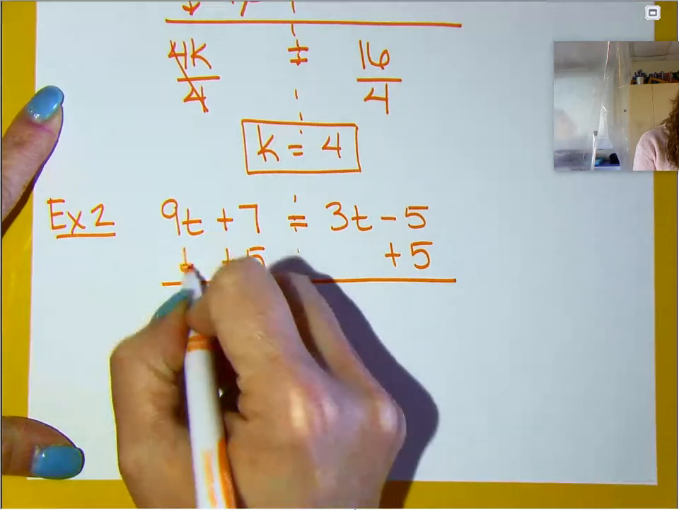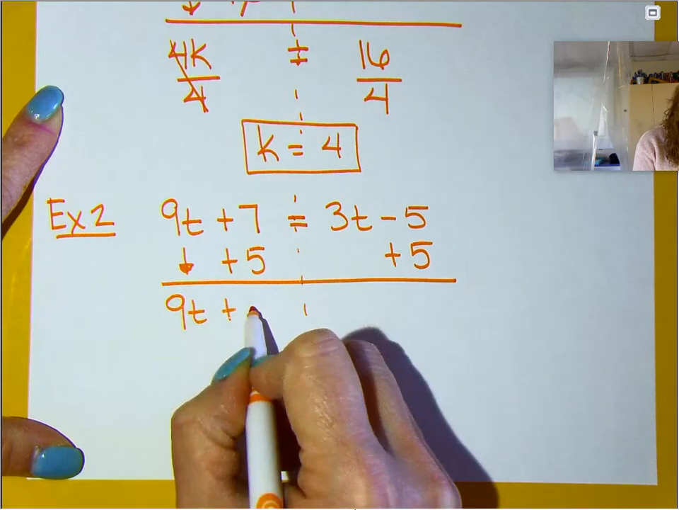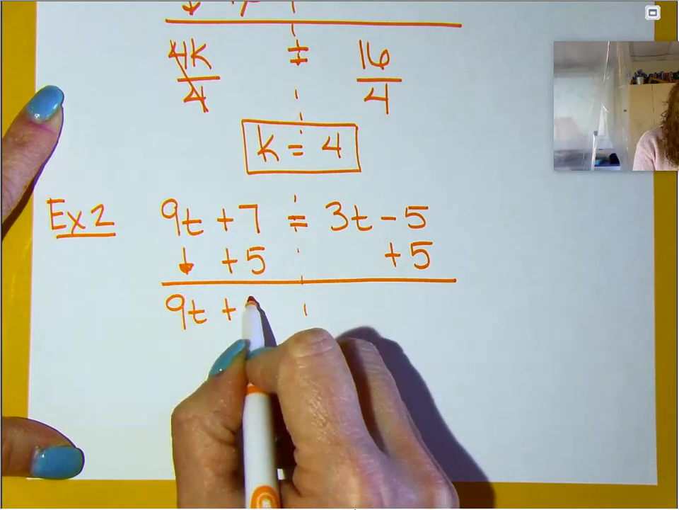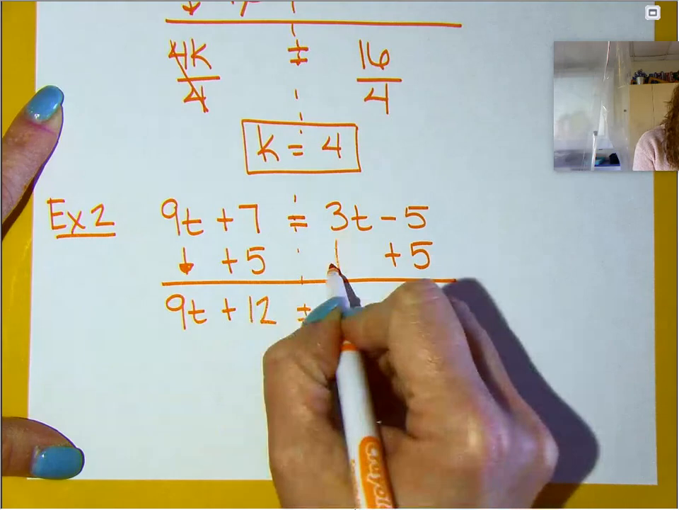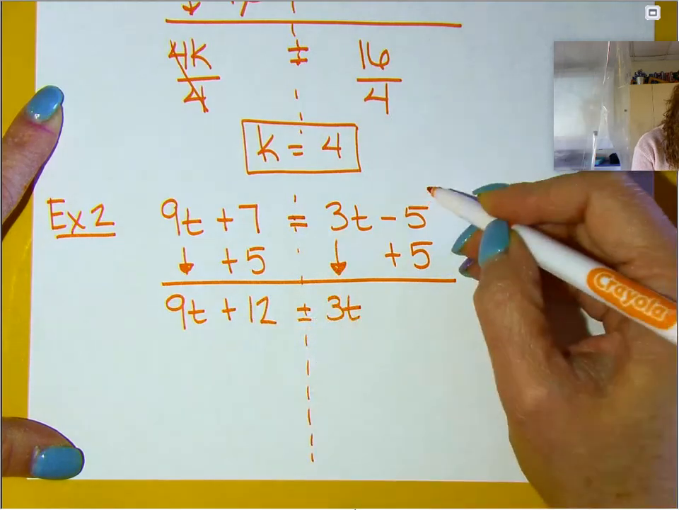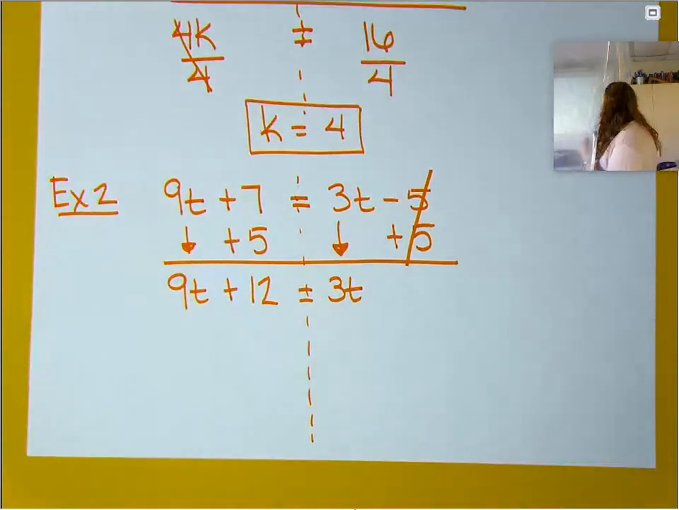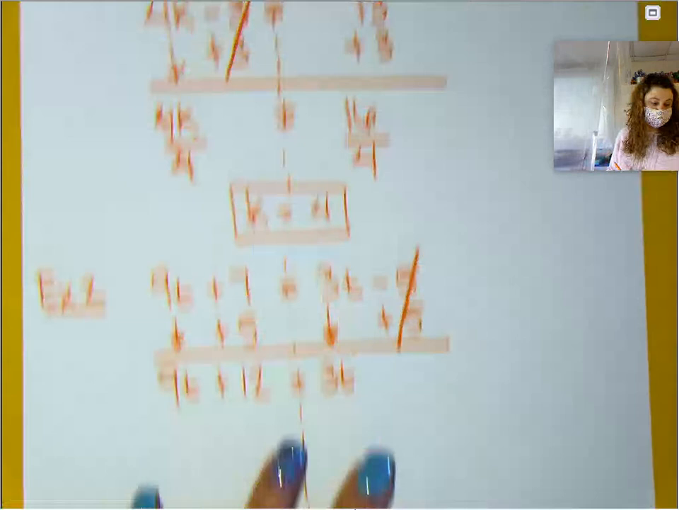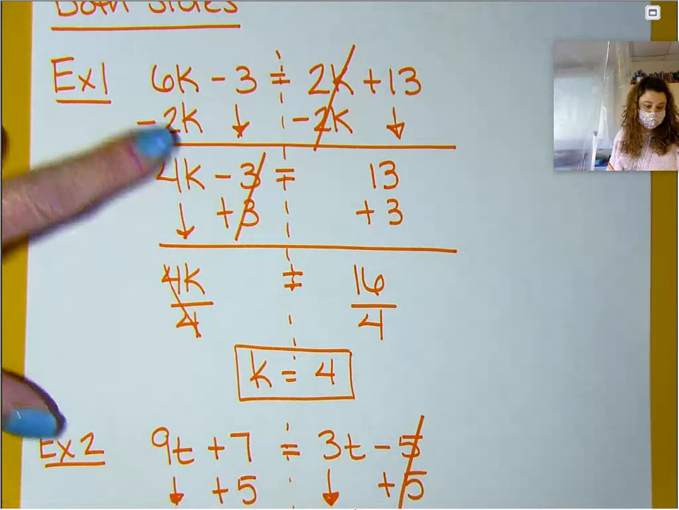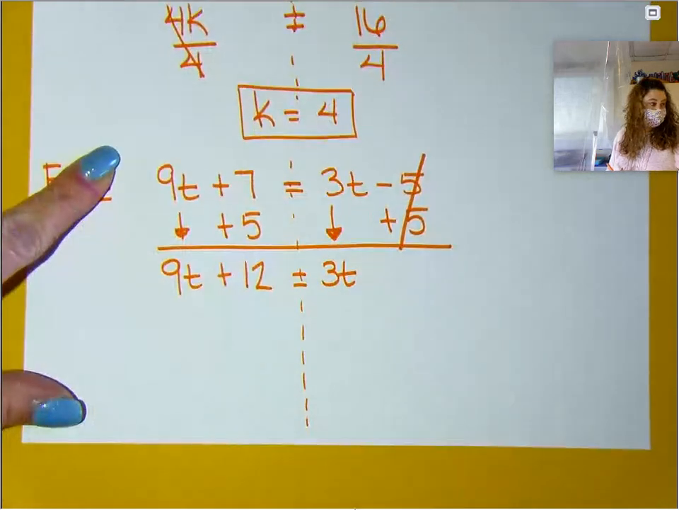Bring down the 9T. 7 plus 5. Good. Bring down the 3T. And what happens to the 5s? They cancel. Okay, so if I do numbers first, and I did the 5, I have to do variables second. Notice up here, we did variables first with a K, and then we dealt with numbers second. So whichever one you do first, you have to do the other thing second.